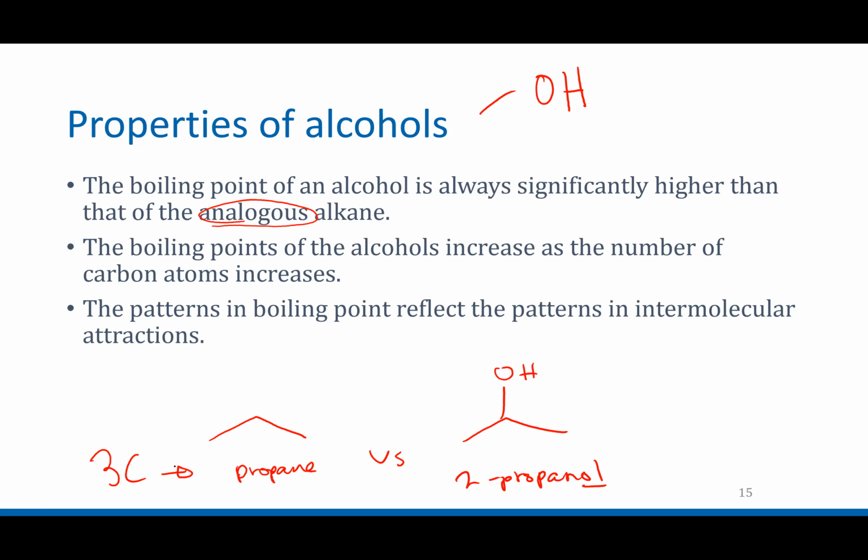Okay, another example would be, say, cyclohexane versus cyclohexanol. Sorry about that. Okay, so if I have a 6 carbon chain, but I put an alcohol on it, the boiling point gets much higher, and you'll kind of look at this tomorrow. Now, why is the boiling point higher?